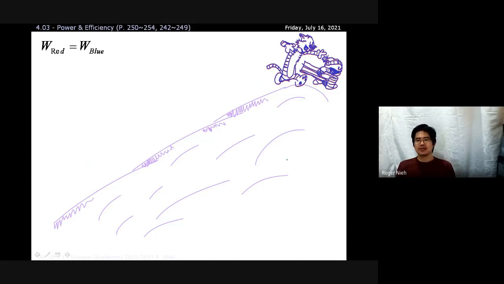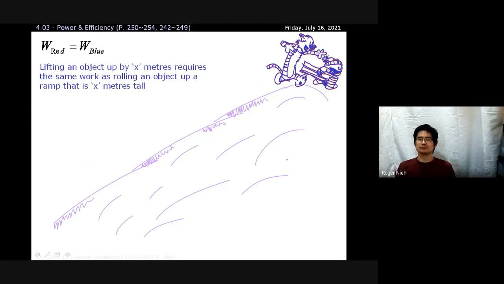All right. So at the end of the day, it doesn't matter if you go up a ramp or you go straight up to the second height. Both objects will have done the same amount of mechanical work. Trick question.